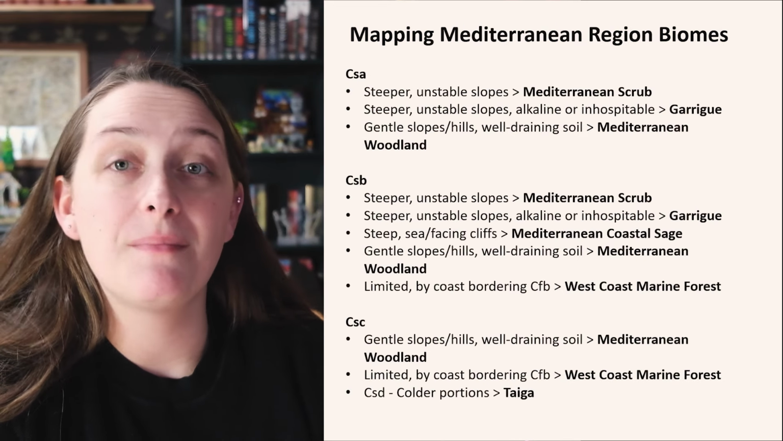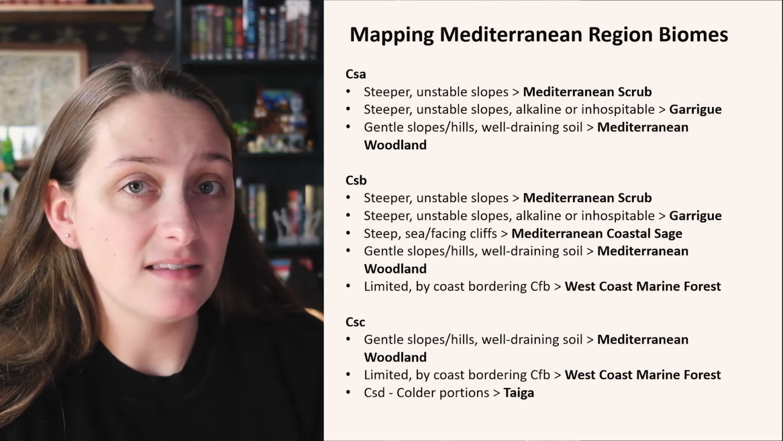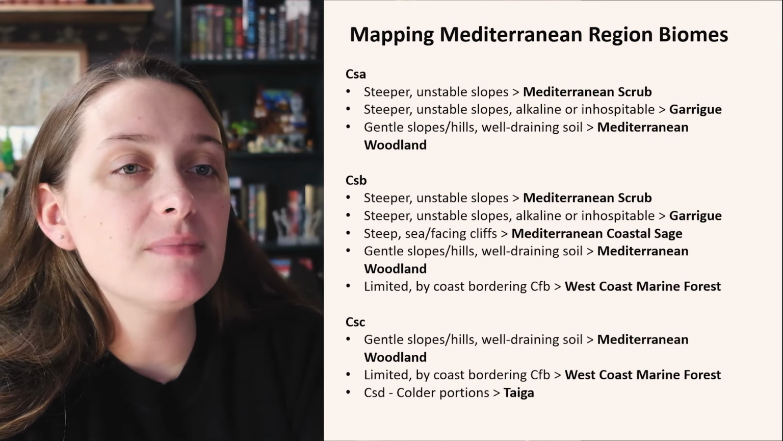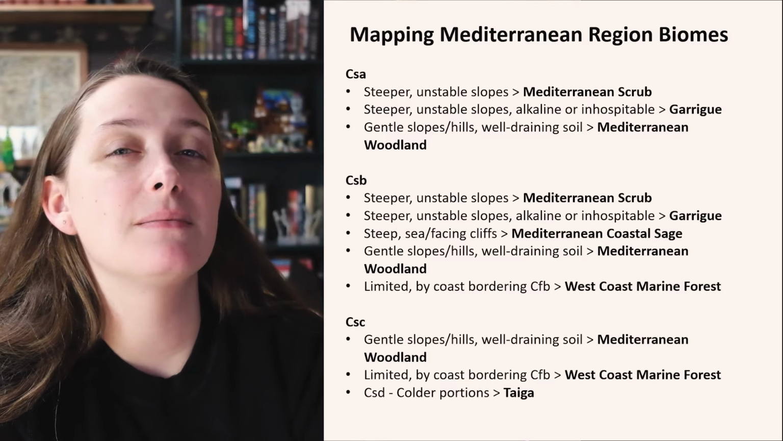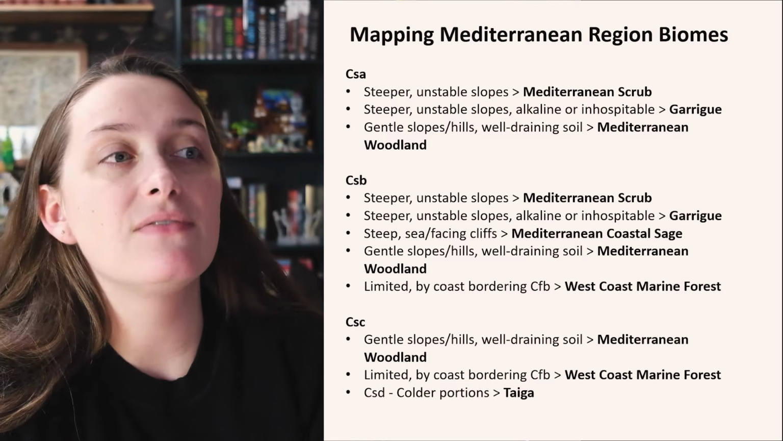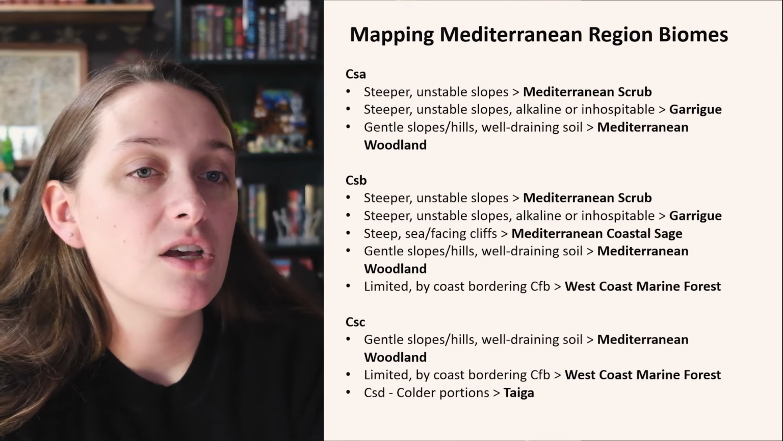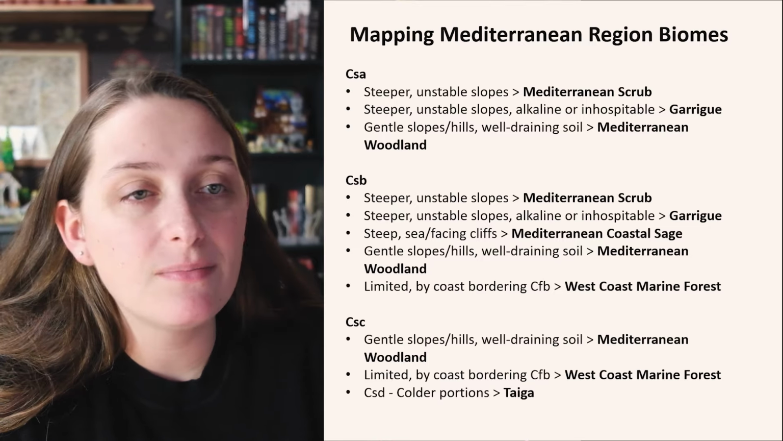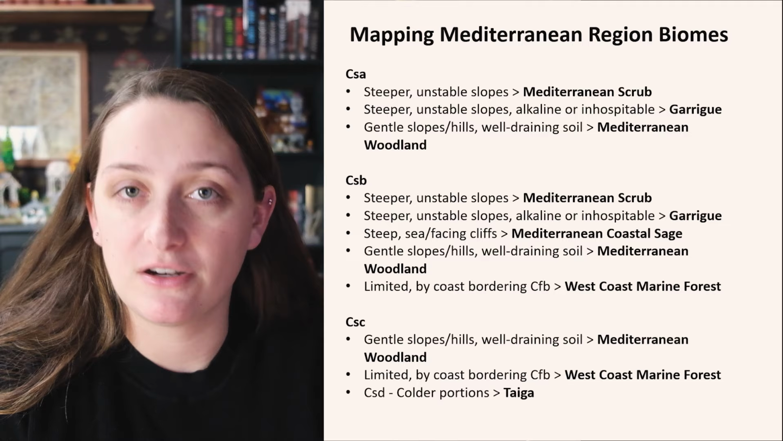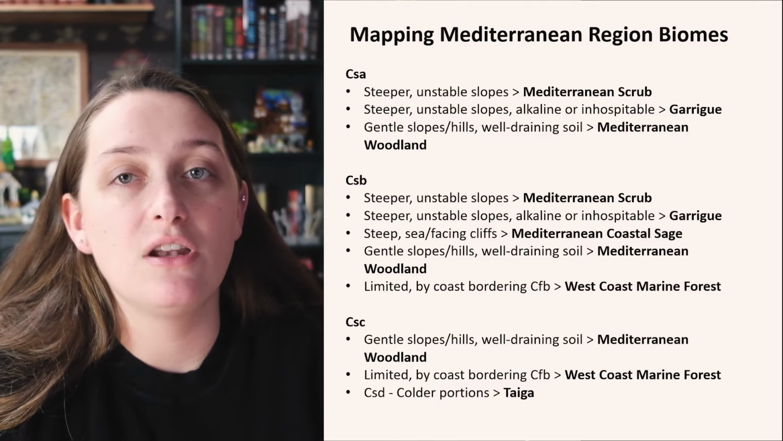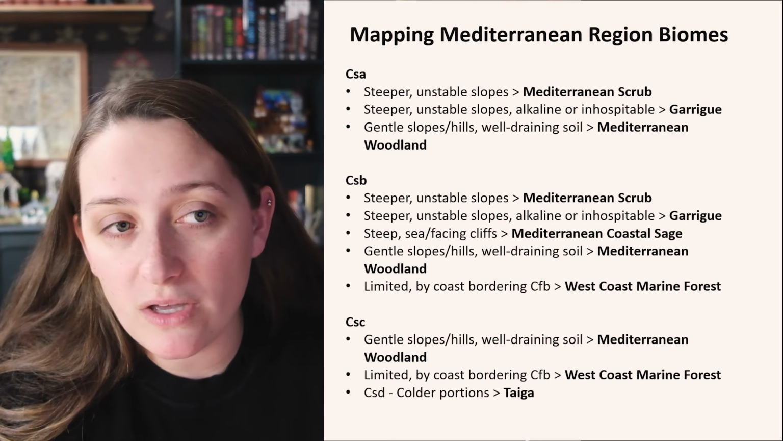Next, we're going to do Mediterranean regions, and these are all the ones that start with CS. The biomes in our Mediterranean regions are going to be heavily impacted by the quality and stability of the soil, especially given how dry these areas are. That makes a really big difference. So any region that is not particularly steep or unstable is going to be woodland, mainly Mediterranean woodland, where you're going to have your gentle slopes and hills, and well-draining soils.